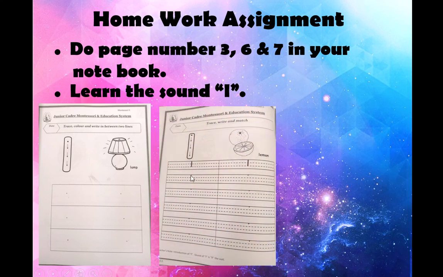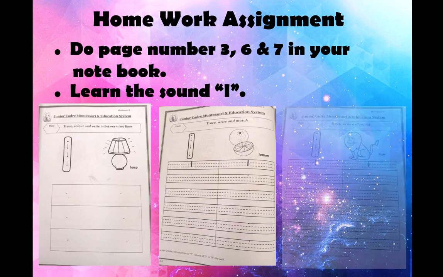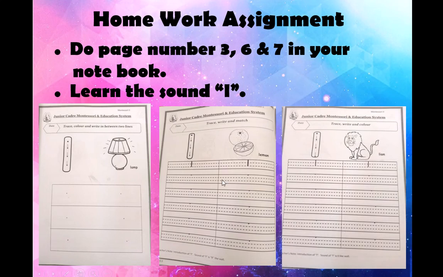Page number 6. You can see the dots. L for lemon, and you can see the dots. So on the dots you need to put your pencil and then go down, down, down, and by this you can easily make sound L. Same for page number 7. You first need to trace the sound L, and L for loin. So color the loin and then write the sound L. Hope you all will do these pages very easily.